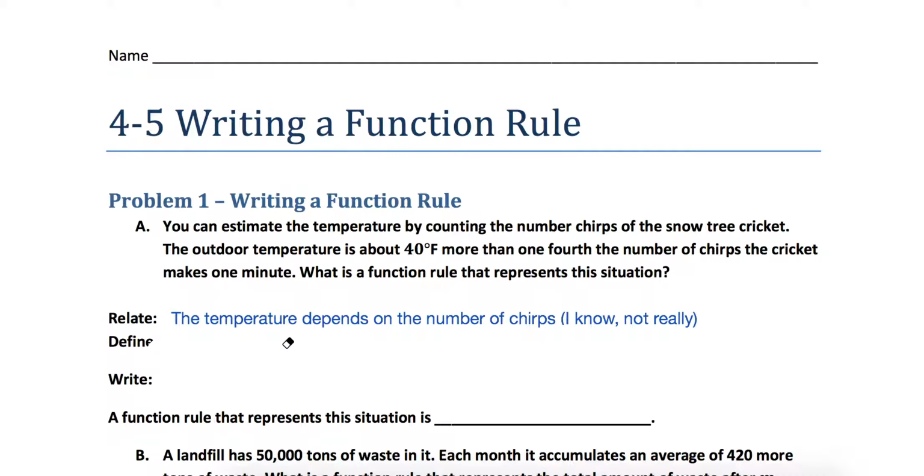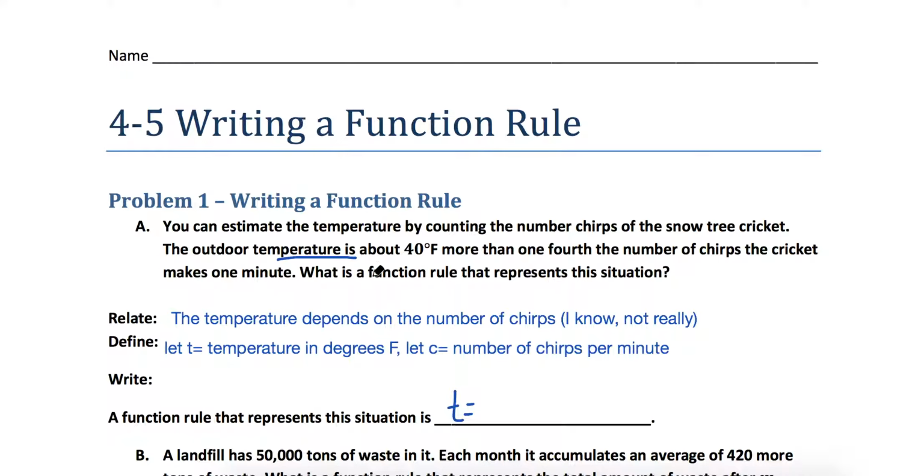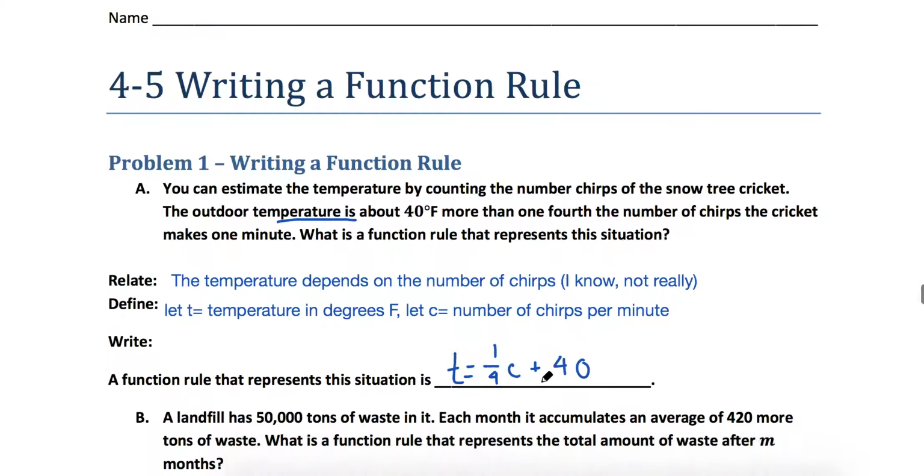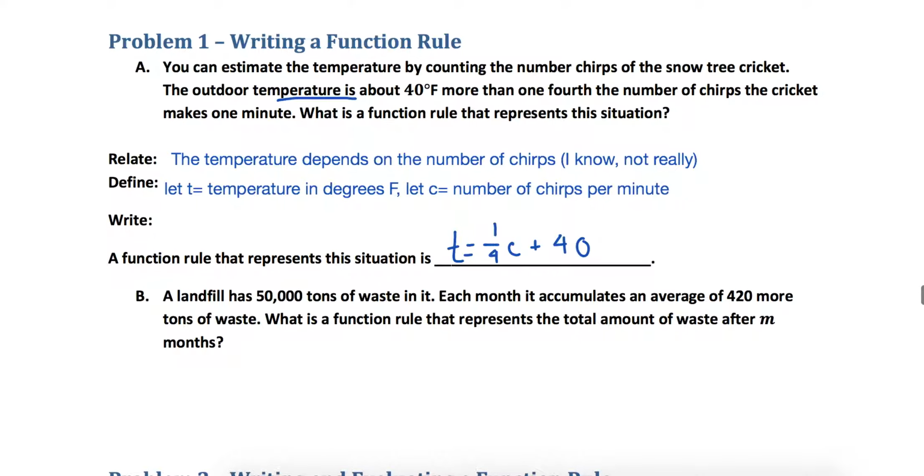We also want to define our variables. So let's let T be the temperature in degrees Fahrenheit, and we're going to let C equal the number of chirps per minute. So how can we interpret this into an equation? We can write the function rule T is, so think about just the statement here, temperature is, that's T is, 40 more than 1/4 of the number of chirps. I like to write the 1/4 chirps first, and then add 40, and that'll be our function rule for this situation here.